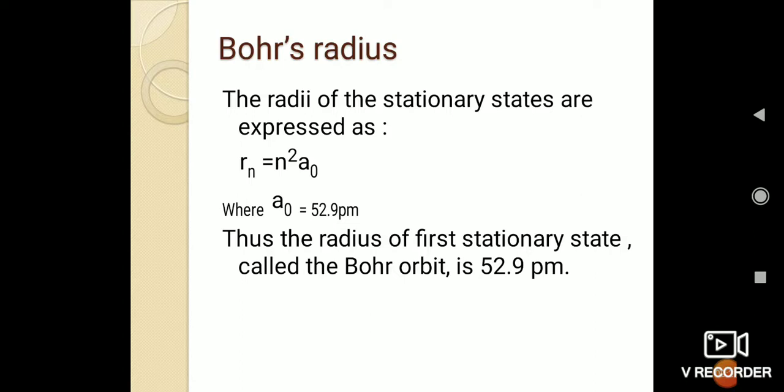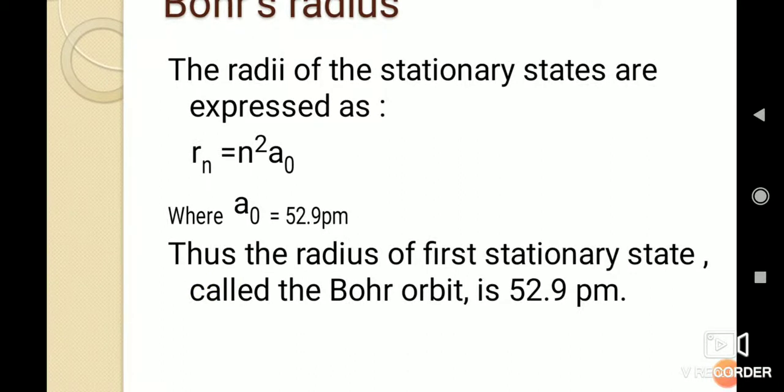As we all know, Bohr's model is applicable to all single electron species, that is hydrogen, He+, Li2+, Be3+. So the radii of the different stationary states are expressed as r equals n square a naught, where a naught equals 52.9 picometer. We have studied in the first chapter about prefixes like picometer, nanometer. So a naught is equal to 52.9 picometer.